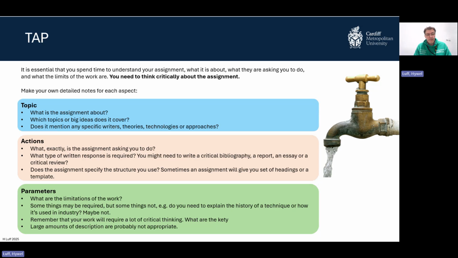The second thing to think about is the actions, because people sometimes will have an assignment brief and go, oh, great, it's one of those things, great, I know how to do that, and they won't read it properly. They won't actually, in detail, think about what the assignment is asking you to do. And obviously, it's very important to hand in what's been asked for, otherwise you'll lose marks. So what type of written response are they looking for? Is it a critical biography, an essay, a report, critical review, systematic review? What kind of thing are they asking you to do?